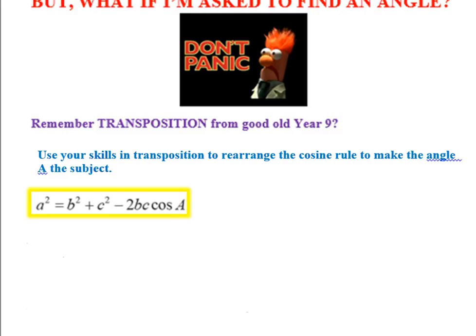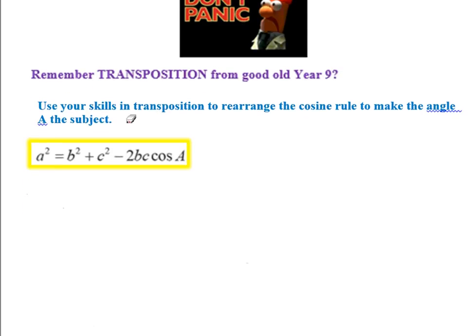And we're going to do that step by step. Use your skills in transposition to rearrange the cosine rule to make the angle A the subject. Just so you can see how you can also use this formula to find an angle instead of a length. So what I did first of all, I just rewrote the formula again. Feel free to do that if you like. Just like to have it rewritten down there.